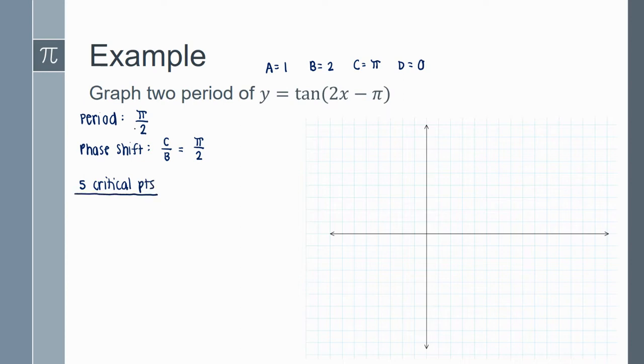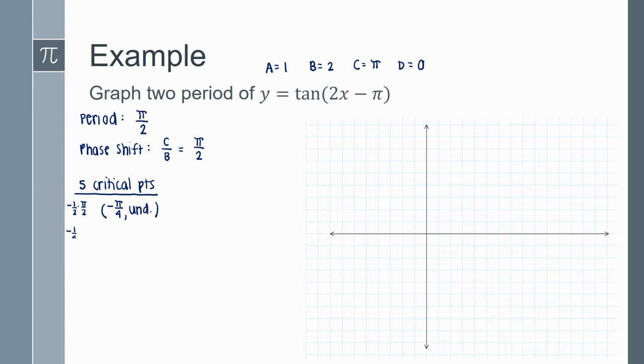Remember, we always want to take the period and we want to start with -1/2 of the period. So I'm thinking -1/2 times pi over 2. That's going to get me my first number. So multiply straight across, that's -pi over 4, and that's when we're undefined.